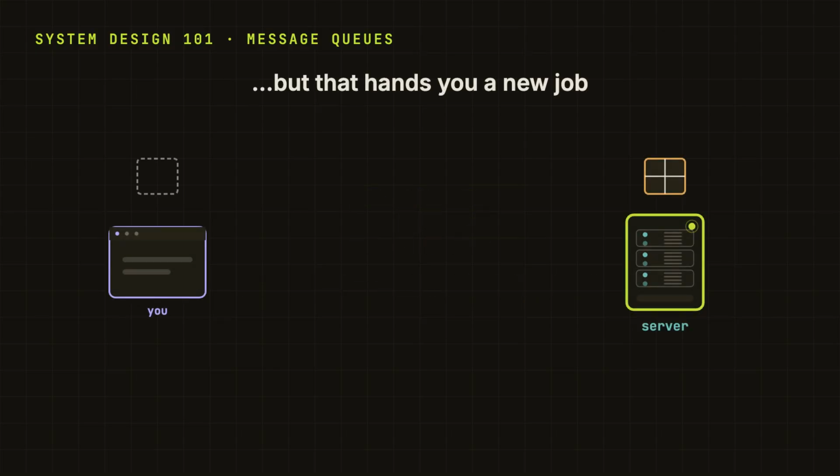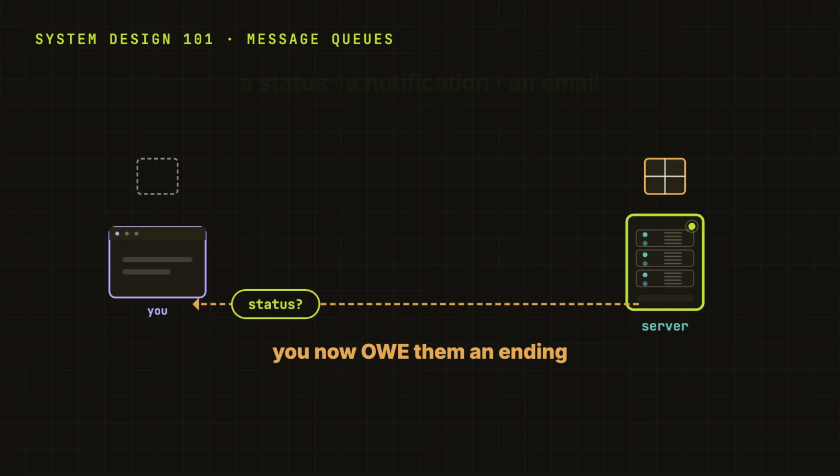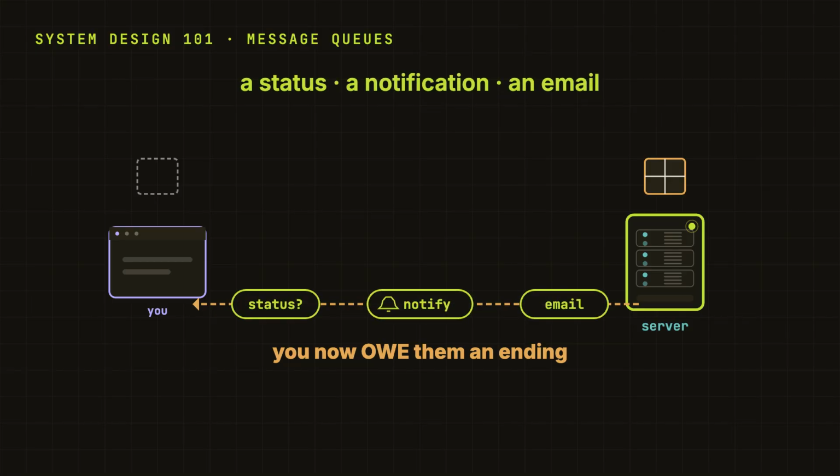But that hands you a small new job. Since you are not giving back the finished thing anymore, you now owe the user a way to find out when it is actually done, a little status they can check, or a notification, an email once it is ready.